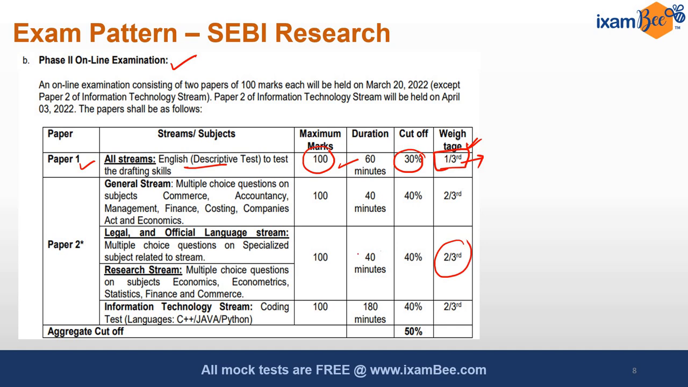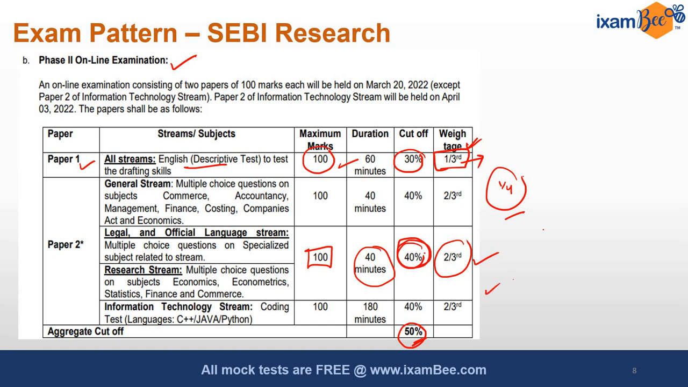and you have 40 minutes to complete your paper 2, and the cutoff is at least 40% here, and the maximum marks is 100. So you have to try and score as much as possible in the phase 2 of the examination, because this is counted in your final selection, and you have negative marking. 1/4 of the marks are deducted for wrong answers.